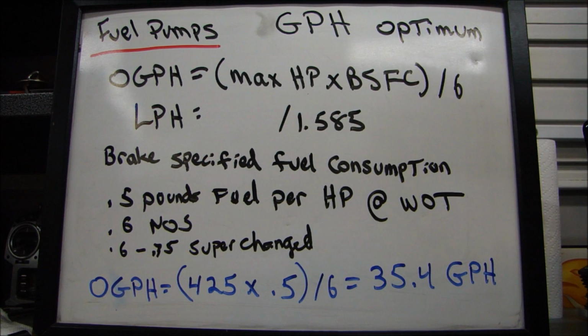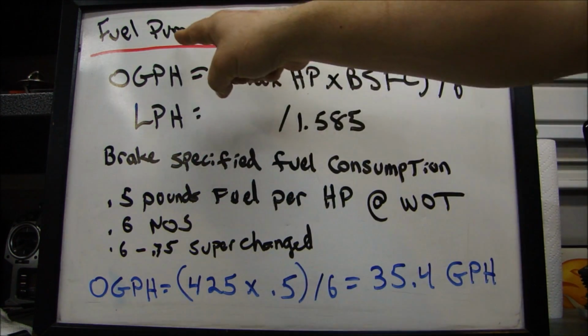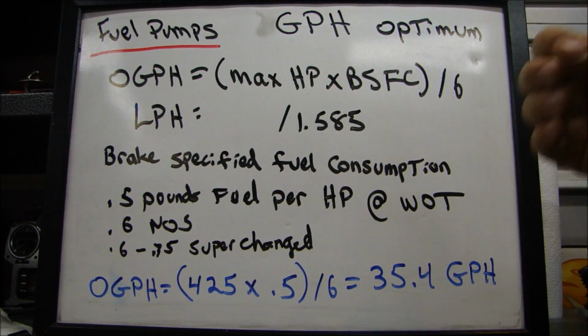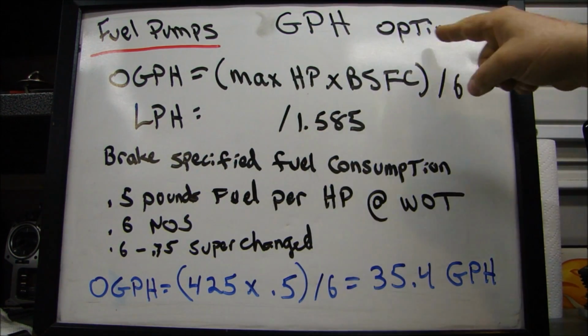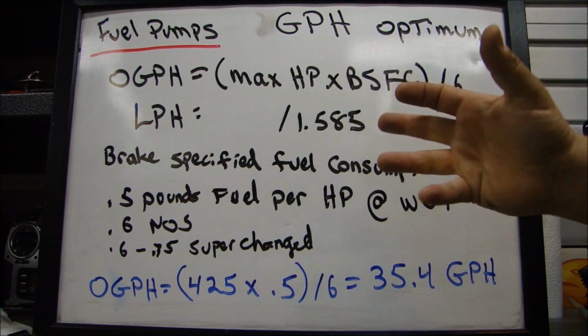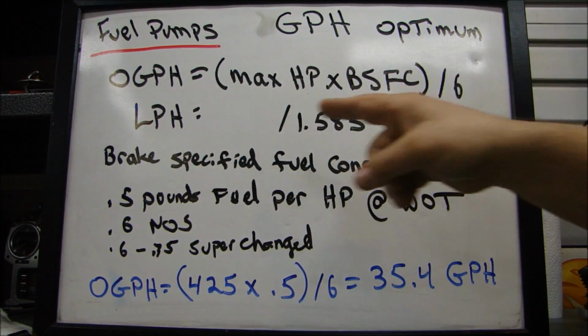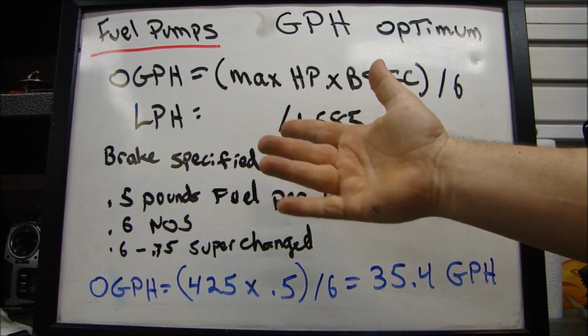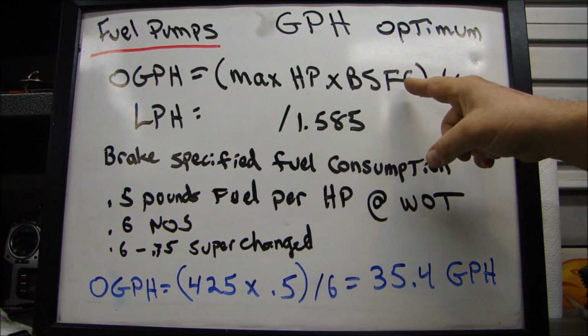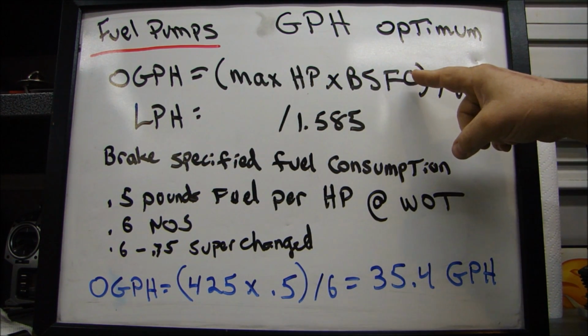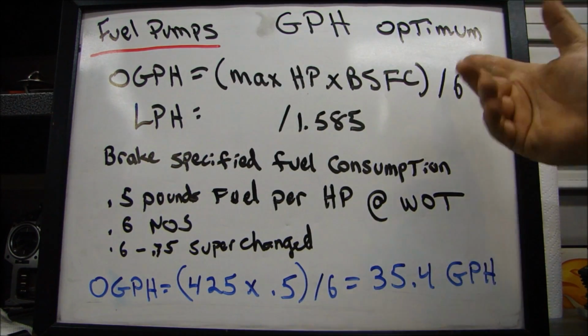Now, fuel pumps are going to be pretty simple. We've got to feed fuel to our carburetor, and it's all based on horsepower and some standards. Fuel pumps are measured in gallons per hour, the gallons per hour they deliver. We're looking for the optimum gallons per hour that we need for our fuel pump. The formula is very simple. It's the max horsepower times the brake specific fuel consumption, divided by 6.